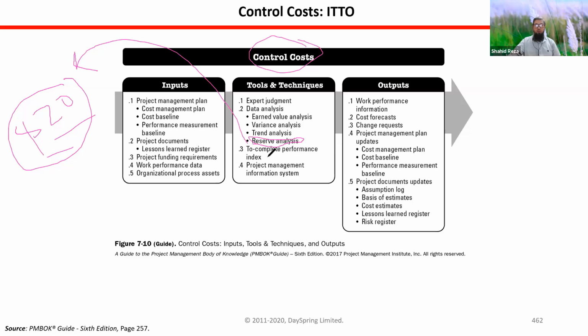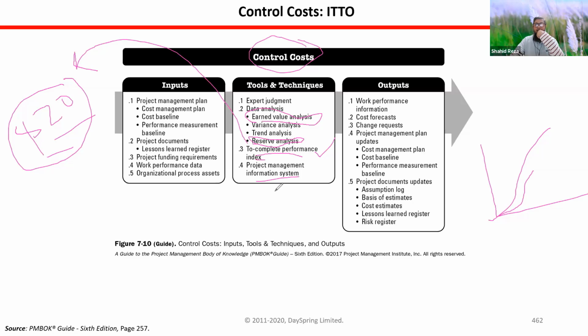Okay, and the to-complete performance index is another mathematical tool of our earned value analysis. When I discuss earned value analysis, I will also discuss this. And you can use project management software. If you use Microsoft Project, this earned value S-curve is drawn automatically. When you provide actual data, Microsoft Project can easily create this chart for you.